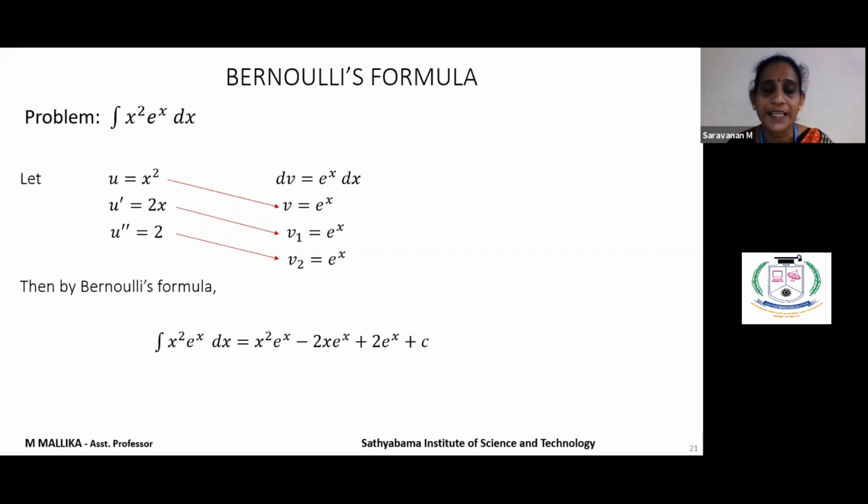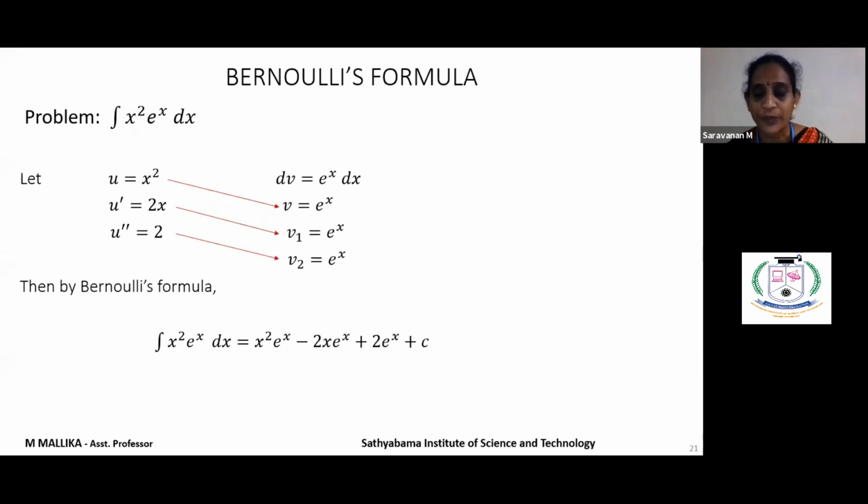And the problem is the integral x square e power x dx. So here, what functions do I have? I'm having two functions. One is x square, another one is e power x. Where x square is a polynomial function, an algebraic function. E power x is an exponential function. So based on the hierarchy rule, u has to be chosen as x square. So that is what I've done here. And what is the rest? The rest is e power x dx.